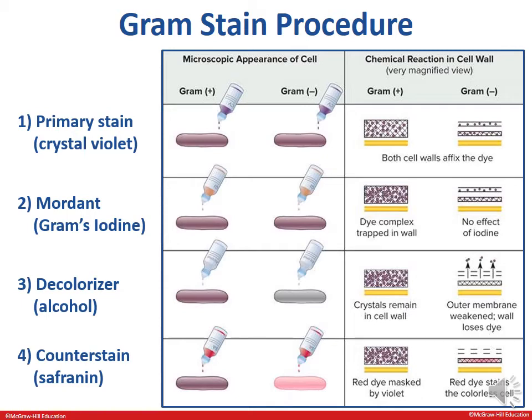So if the gram-positive cells are there, they're gonna stain purple. They're not going to look any different. But if the gram-negative cells are there, we decolorized them in the previous step. Now they're going to look pink. So anything in the purple family is going to be gram-positive. Anything in the sort of red to pink family is going to be considered gram-negative.